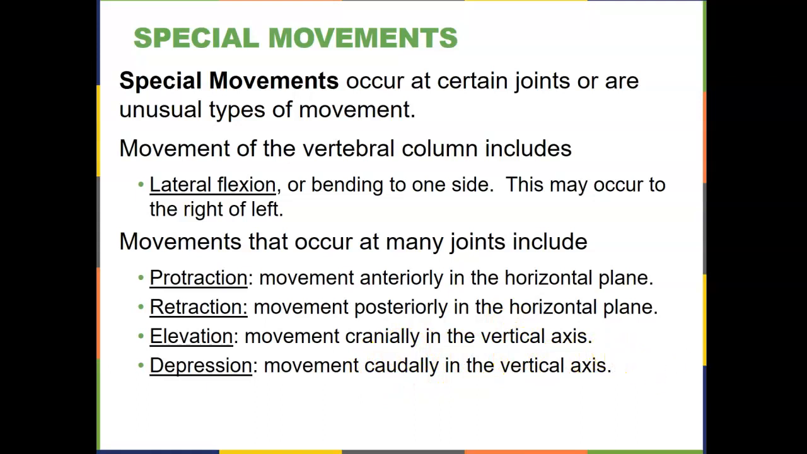So the vertical axis, let me get my pen out. Vertical axis would be up and down. So that's movement in the vertical axis. So elevation is when you basically stand on your tippy toes. Depression is going back down. And then protraction is moving anterior in the horizontal plane where you're like bending down. So if this is you, you would protract if you bend down. And retraction is moving posteriorly, doing a back bend like that.